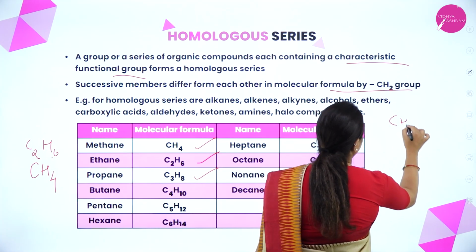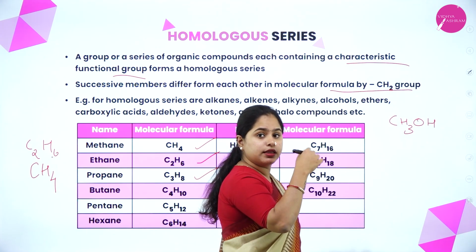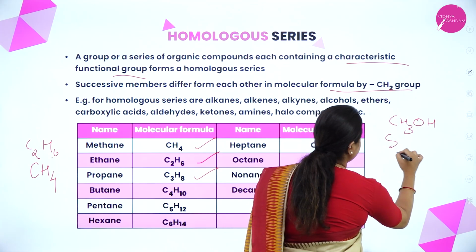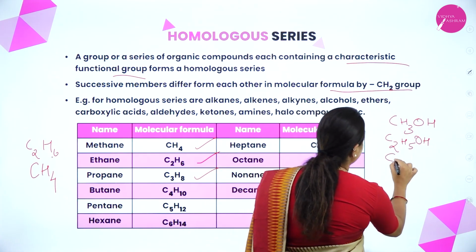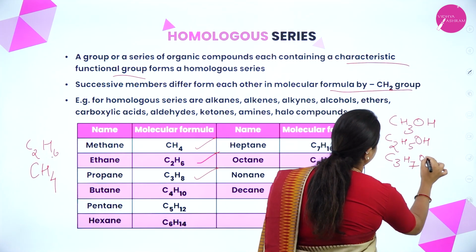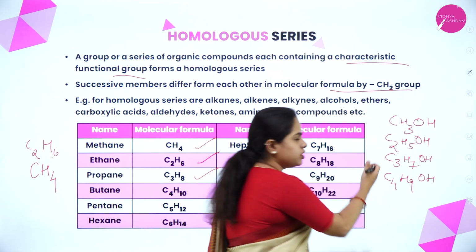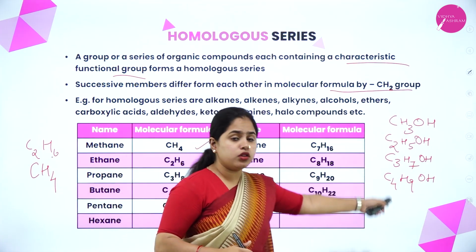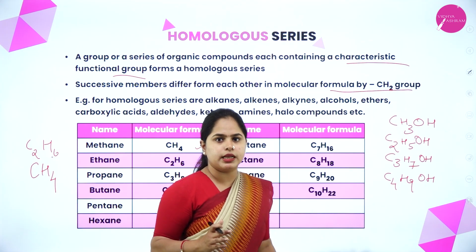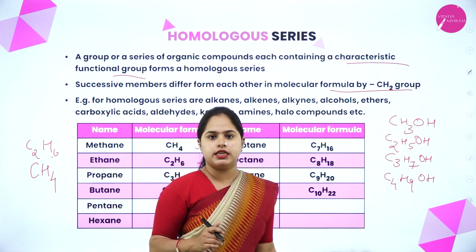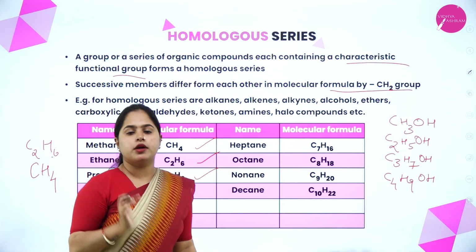The first member will be methanol. The next homologue you can write as C2H5OH. The third member will be C3H7OH. The fourth member will be C4H9OH. This way you can write. See, in all the compounds the functional group is the same. It is OH, it is an alcohol. But still they differ by a CH2 group. So this series is called a homologous series. I hope it is clear.